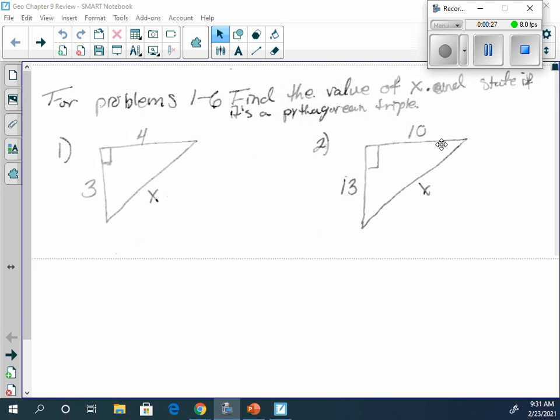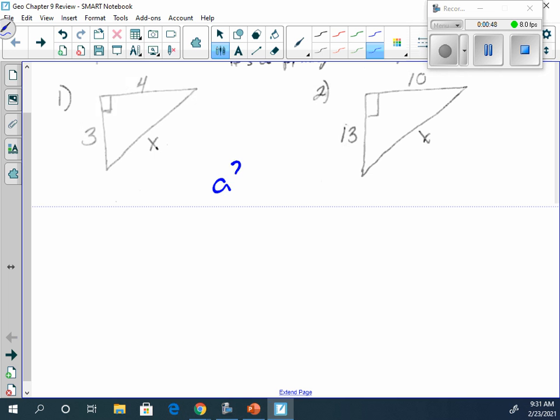So when we look at this here, the first thing we're looking at is these triangles. Find the value of x and state if it's a Pythagorean triple. For these first so many problems, we're going to be using the Pythagorean theorem to solve for the missing side lengths. Our Pythagorean theorem is a squared plus b squared equals c squared, where a and b are our legs, and c is always going to be the hypotenuse.